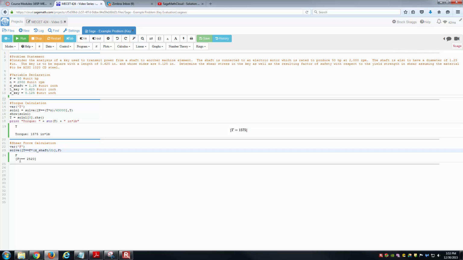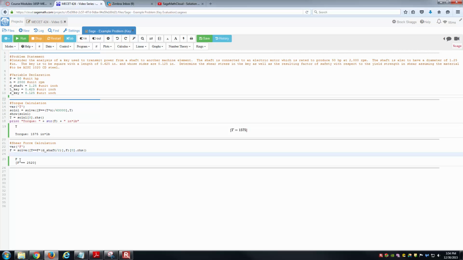And again, I'll do the usual thing here, except here I'm going to go one step farther. Instead of having this intermediate step that says solution 1, I'm just going to say F is equal to the solve, 0.rhs to compact it a little bit, and we'll see if we can do this. Let's call this shear force plus string F plus pounds there. And so there we just eliminated one line of code after we got the hang of it and said that, hey, the shear force is 2,520 pounds, which looks good.